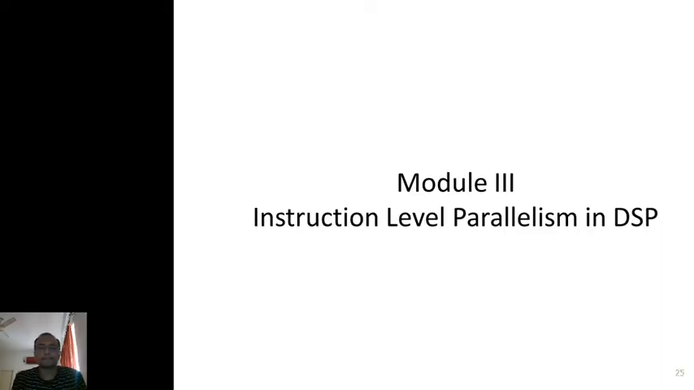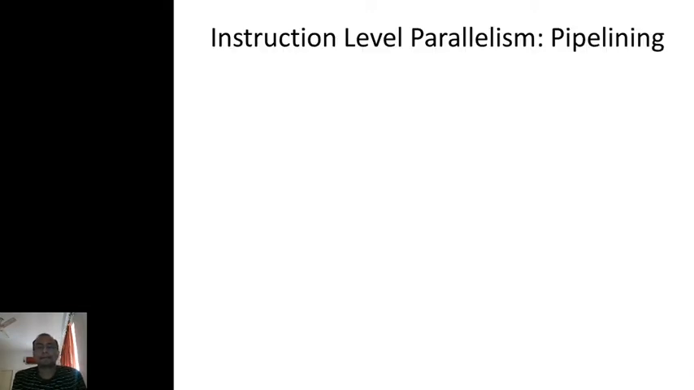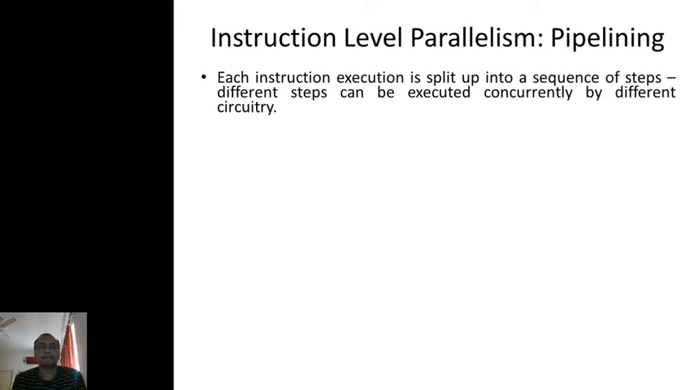Dear students, now we concentrate on Module 3 of Unit 4, which is related to the instruction level parallelism in the DSP chip. Let me understand what the instruction level parallelism is and how to achieve it. Basically, to achieve the instruction level parallelism, we are using a technique which is called pipelining. So, let me understand what pipelining is.